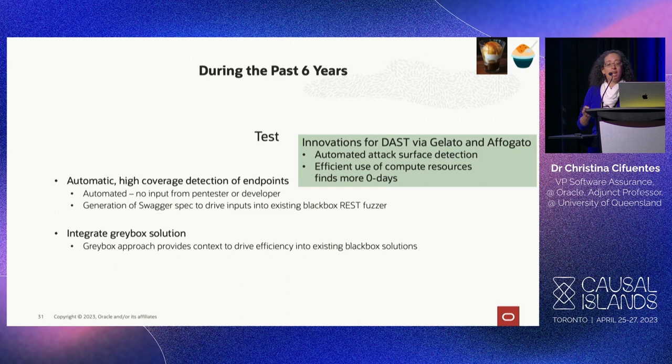So what that means is that over the last 6 years, there have been automation techniques that help you determine your attack surface automatically. Significant. You don't need to be a security researcher expert to be able to do this. And at the same time, we've developed new techniques that allow you to more efficiently use all of your compute resources, and hence find more 0 days with a fixed amount of compute resources and time.